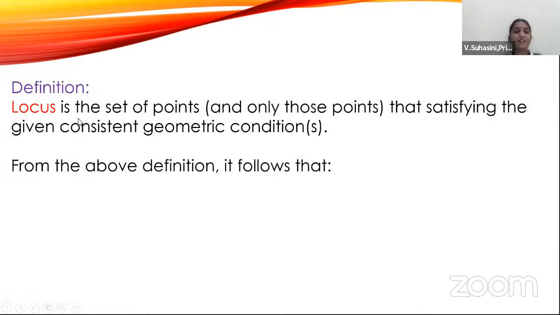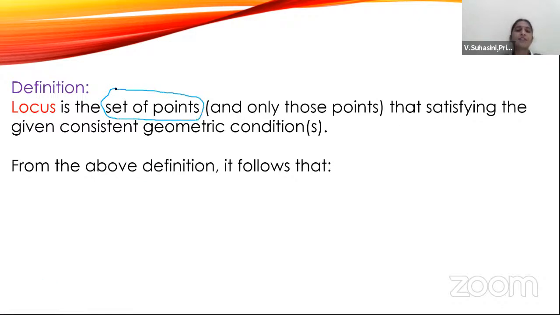Let us see the definition of the locus, children. Locus is the set of points. Set of points in the sense, collection of points. Set is nothing but collection. Which collection is called set? The well-defined objects, if put together, is called a set.